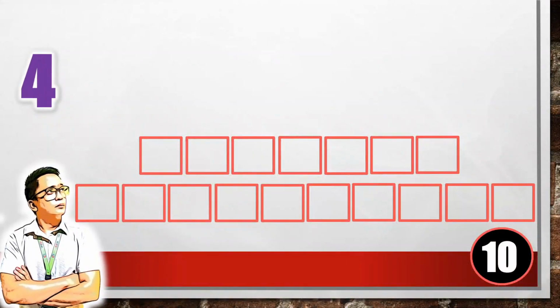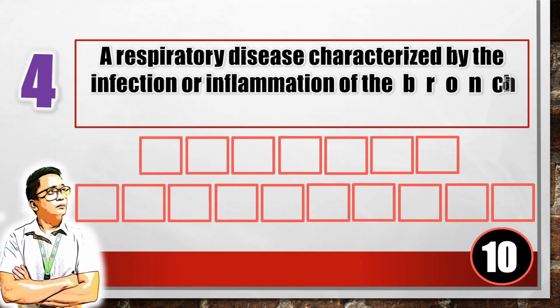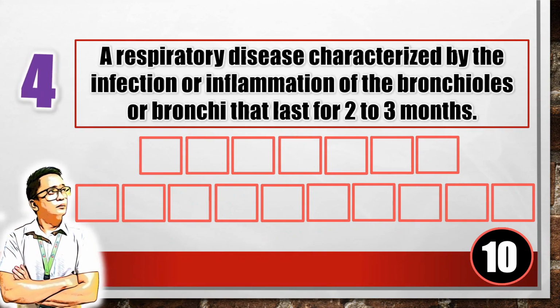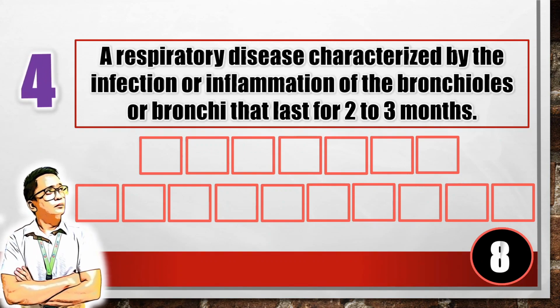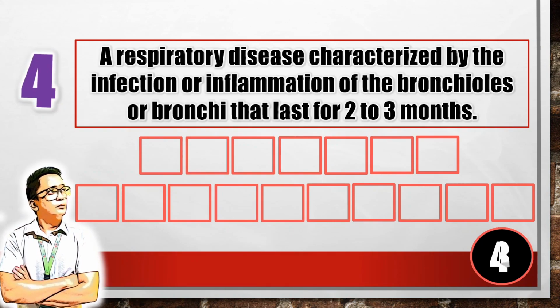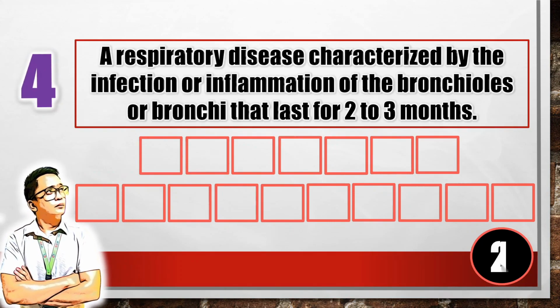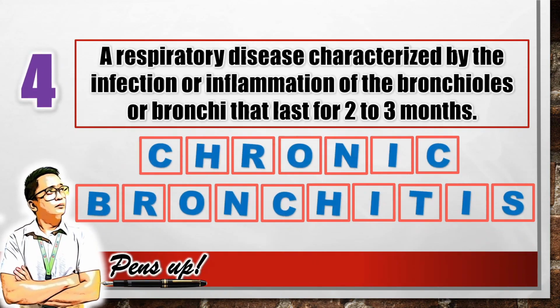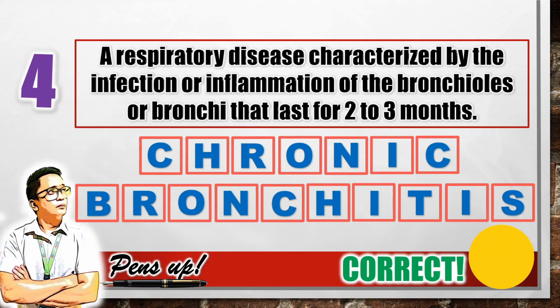Number 4. A respiratory disease characterized by the infection or inflammation of the bronchioles or bronchi that lasts for 2 to 3 months. Your timer starts now. Hands up. The correct answer is chronic bronchitis.